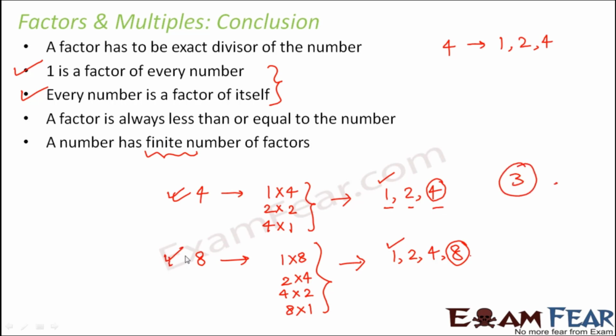Think of the number 8, how many factors does it have? 1, 2, 4 and 8. So it has 4 factors, and this number of factors remains constant. So 4 cannot have more than 3 factors. These are the only possible factors for 4. So for every number you have a finite number of factors.